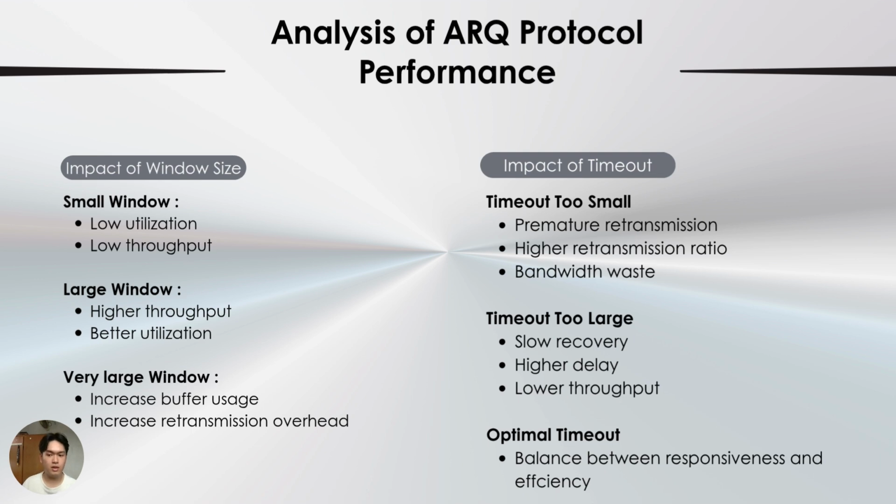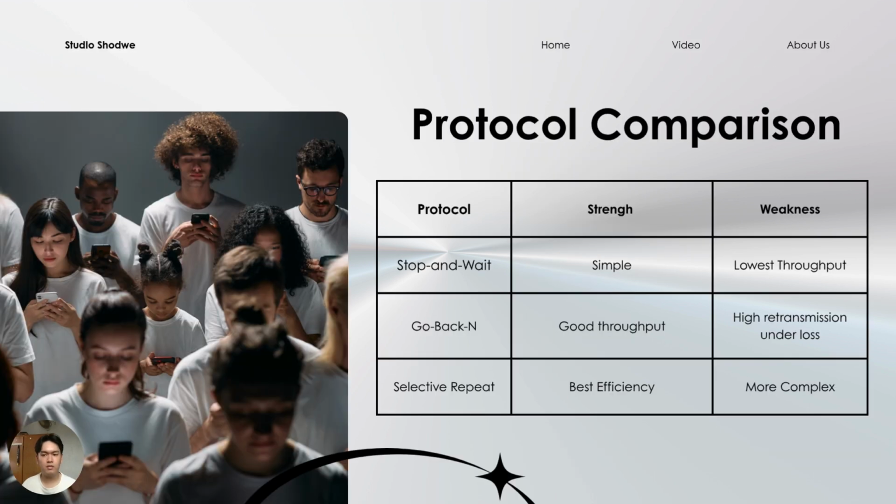Next is the impact of the timeout. If the timeout is too short, the sender may assume a packet is lost even when it is simply delayed. This results in unnecessary retransmission and wastes bandwidth. On the other hand, if the timeout is too long, the sender waits too long before retransmitting a lost packet, which increases the delay and reduces overall performance. The optimal timeout is a balance between responsiveness and efficiency. Therefore, choosing an appropriate timeout value is important for achieving the best balance between reliability and efficiency. Next, I will compare each of the protocols.